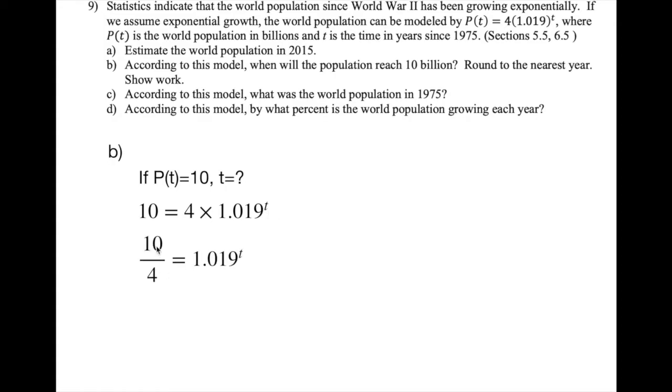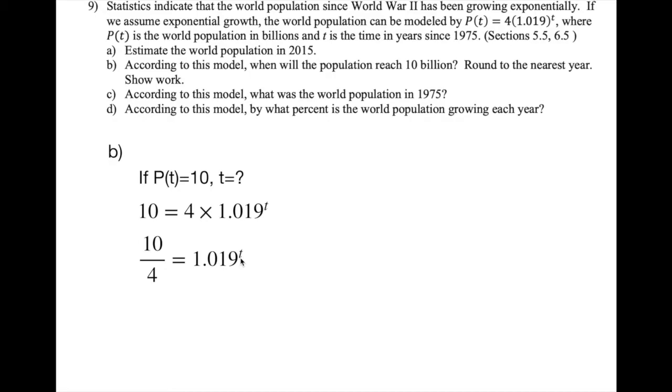Part B, when will the population reach 10 billion? So that means P of t here is 10. So what is t? That's what this one is asking. You can again plug into your model. So 10 equals 4 times 1.019 to the power of t. You want to solve for t. So you divide by 4 on both sides. This becomes 10 over 4 equals 1.019 to the power of t.